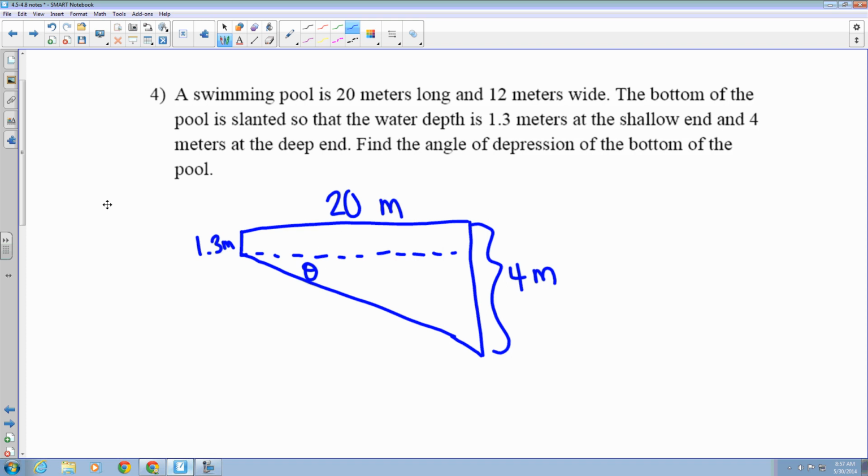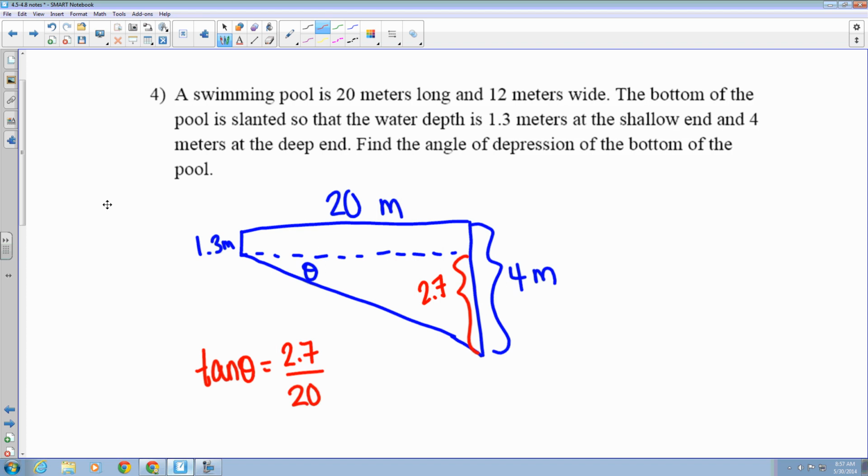I know that that whole thing is 4 meters, but I need to know what this little piece is here, because I actually don't need that 1.3 up above, since I'm only concerned about the angle below the 1.3. So that is 2.7, which I can do from figuring out 4 minus 1.3. This is going to be a tangent of theta equals 2.7 over 20.